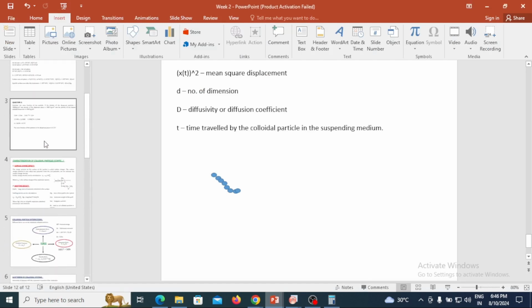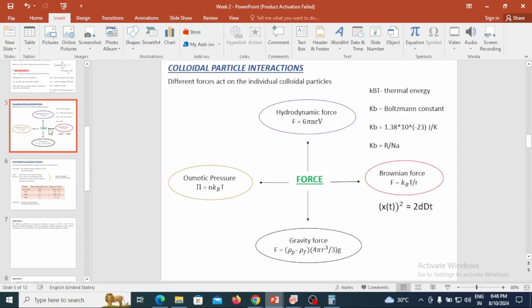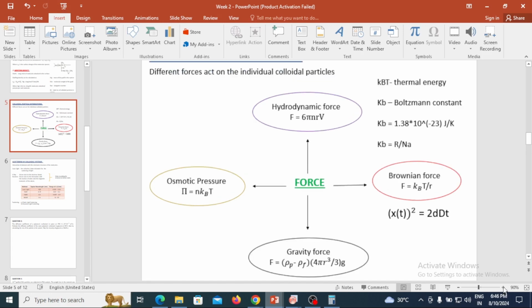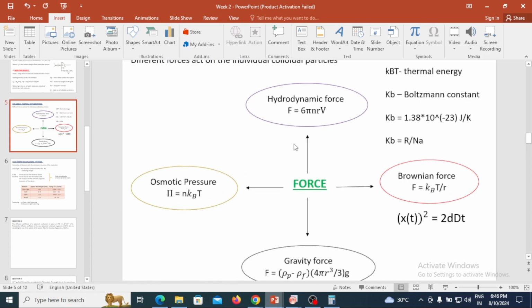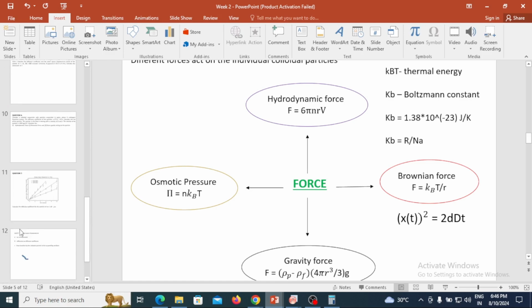So this hydrodynamic force is a frictional force, and that is represented by F is equal to 6 pi eta r v. So okay, let me just write that also.